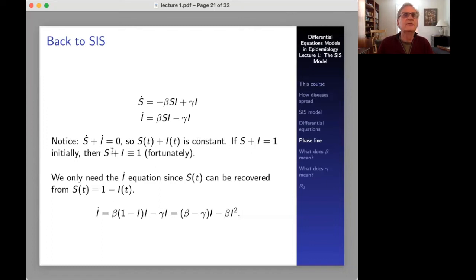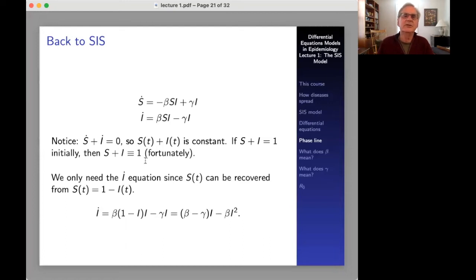Now, when the derivative of a function is 0, that function is constant. So if we add S of t and I of t, the total is always constant. In fact, that constant is 1. If S plus I is 1 initially, then S plus I is 1 always. And that's very good. Without that, we'd have a bad model. S and I are supposed to be population fractions. They should always add up to 1.